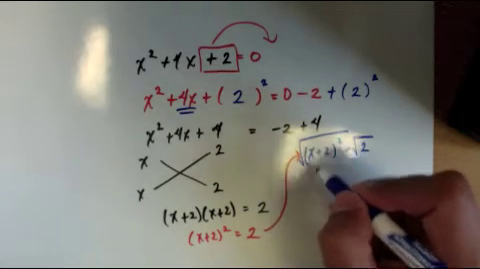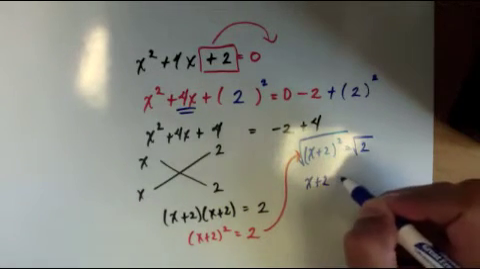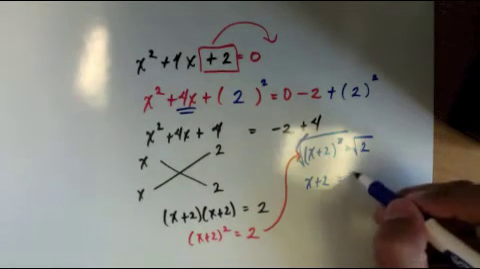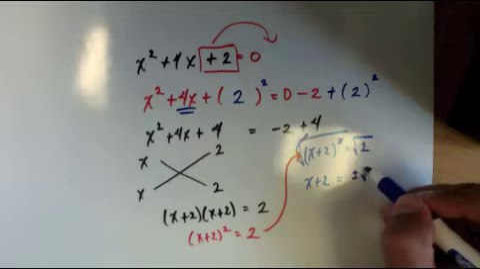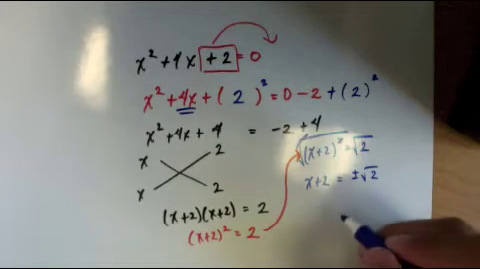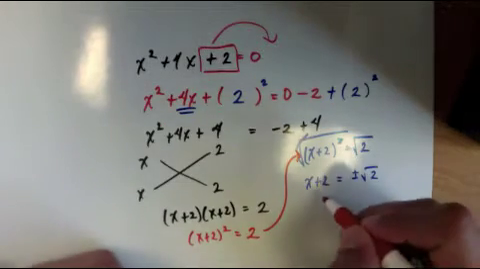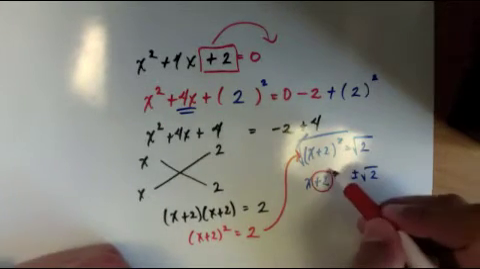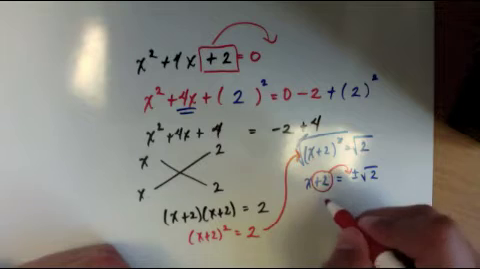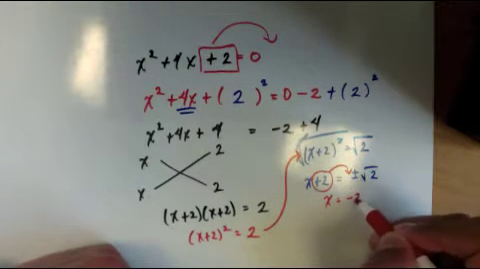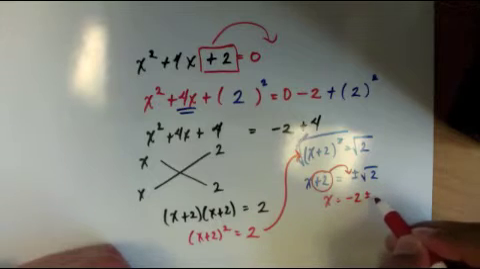That's going to give me x plus 2, because remember this gets rid of the square. Now anytime you take the square root, remember you have two solutions, a plus and a minus. Our last step is solve for x, and this guy's going to come out into the front, and we're going to have x is equal, instead of positive 2, we're going to have minus 2 plus or minus the square root of 2.